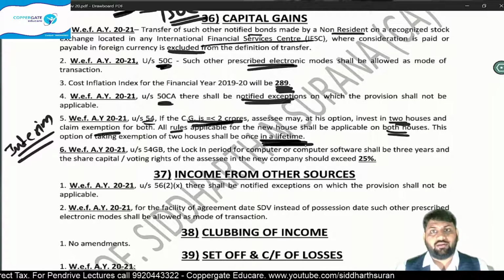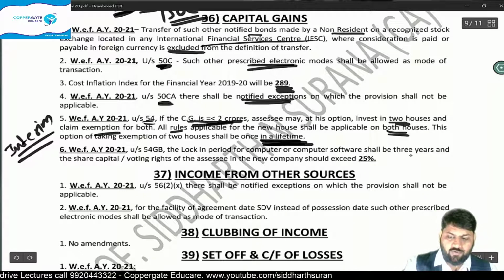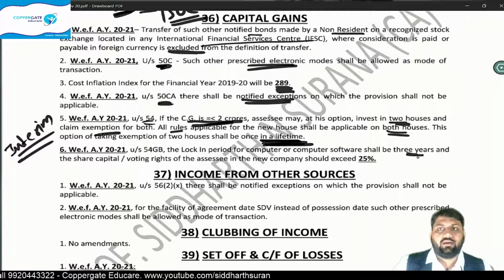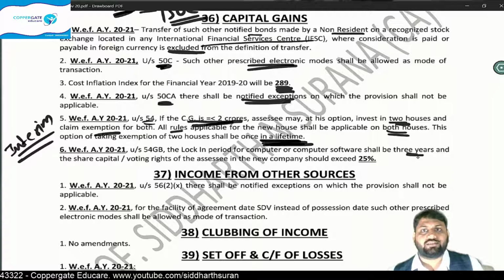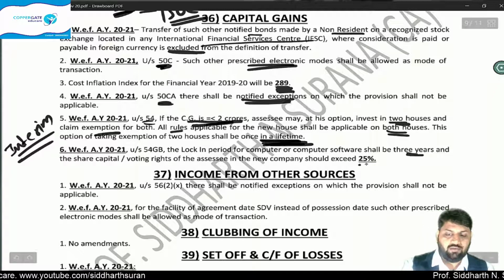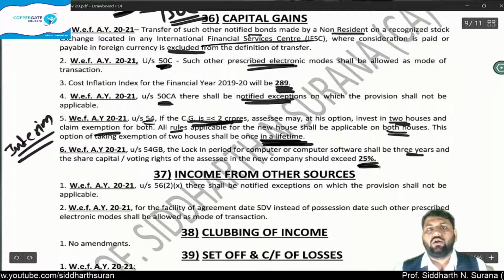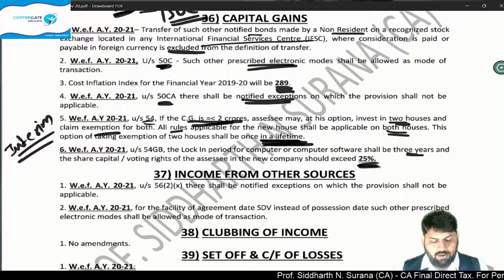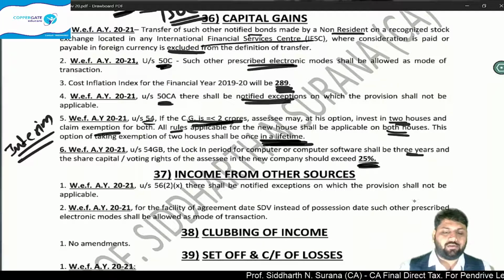Next. Section 54GB is when you sell property and you are investing in any startup or in a manufacturing company, then the lock-in period for computer or computer software, we are making it 3 years, and right now the rule is that the assessee's voting power in the newly created company should be 50%, but we are reducing that requirement to 25%. So the existing requirement of 50% is being reduced to 25%. These were your amendments in your chapter called capital gains.